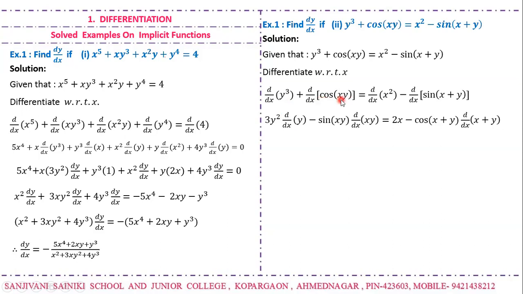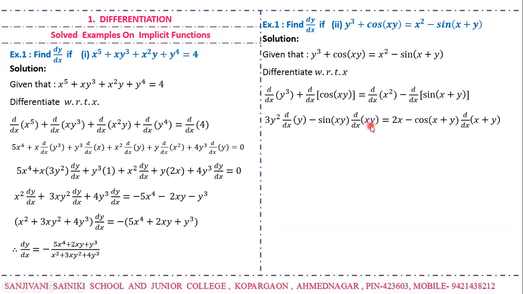Here you have to use the formula. Derivative of cos of f of x is minus sin of f of x into f dash of x. Similarly, here is also sin of f of x. Its derivative is cos f of x into f dash of x. Okay. So after using that formula, d by dx of xy, now here there is a product of two functions.